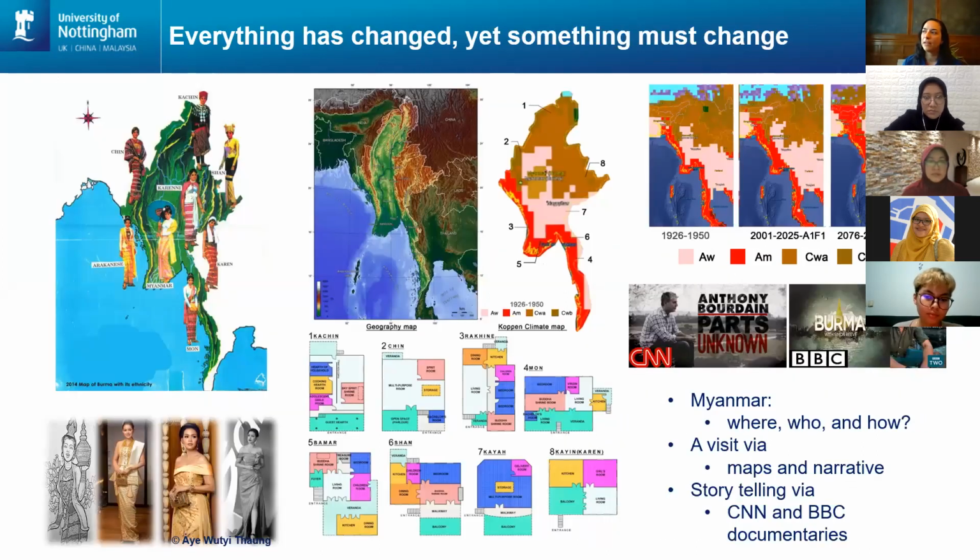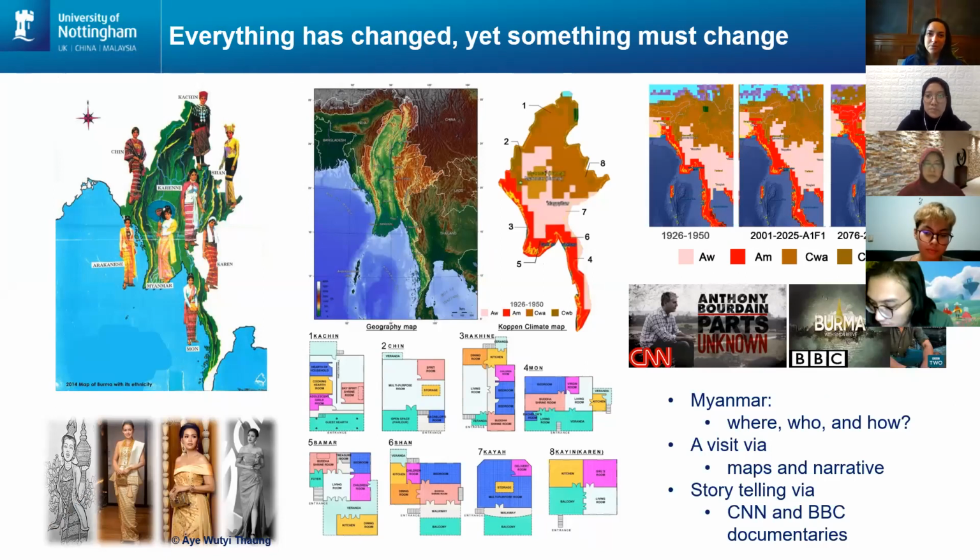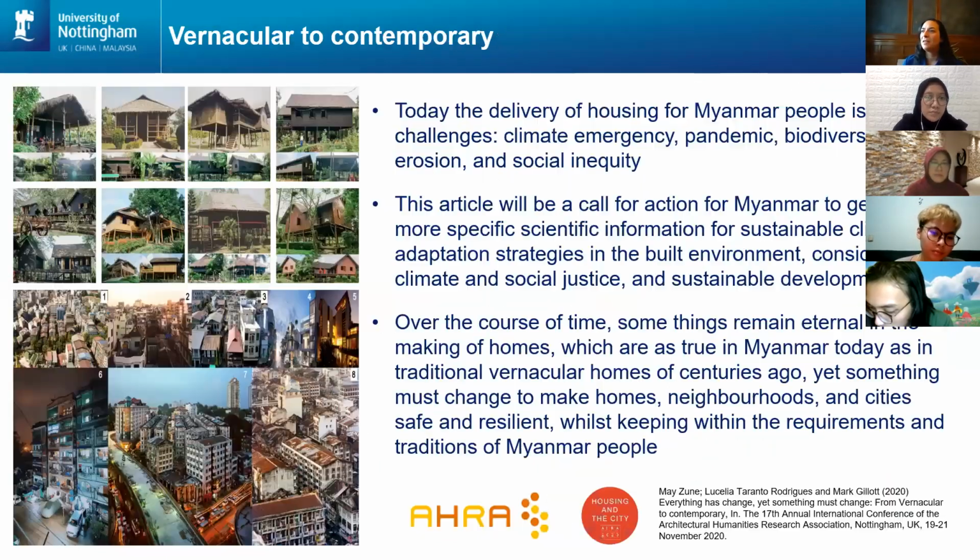If you look at the top right, you can see what's happened to the climate. It's going from the left to the right, and the red dots are much more extreme, much warmer. So it's getting a lot more red than it had before. But what the discourse of this paper is really around is the issue that the delivery of housing in Myanmar is facing a lot of challenges now. There's not only climate emergency and pandemic, but there's also biodiversity erosion and social inequity.